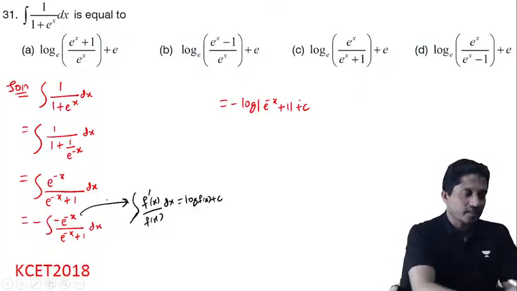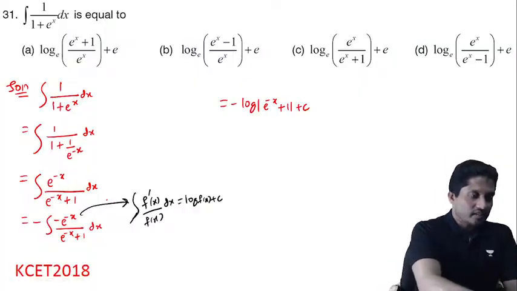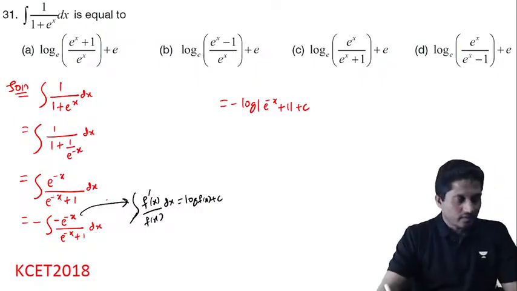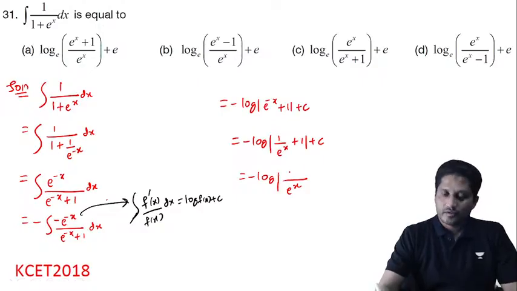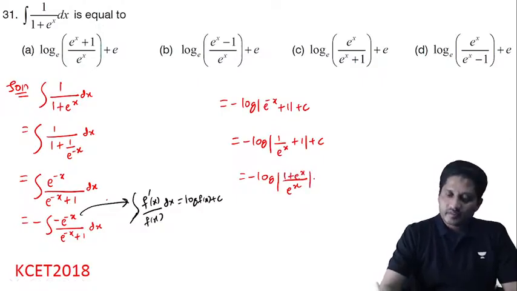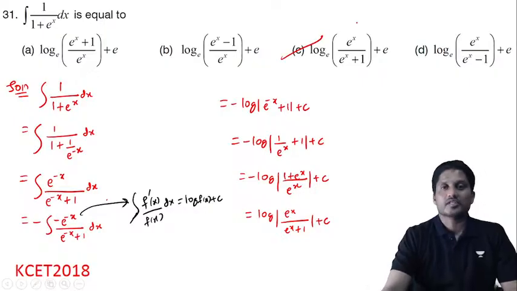There is no option like this, so I can write this as minus log of 1 by e power x plus 1, plus c. Taking LCM as e power x and cross multiplying, minus log of 1 plus e power x. Minus log x is log 1 by x, so if I reverse this, minus becomes plus, that is log of e power x divided by e power x plus 1, plus c. Right, question number 31, answer is option.